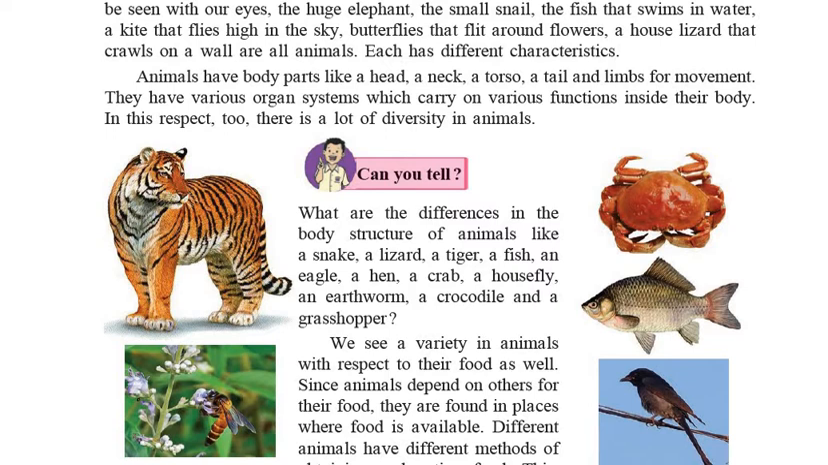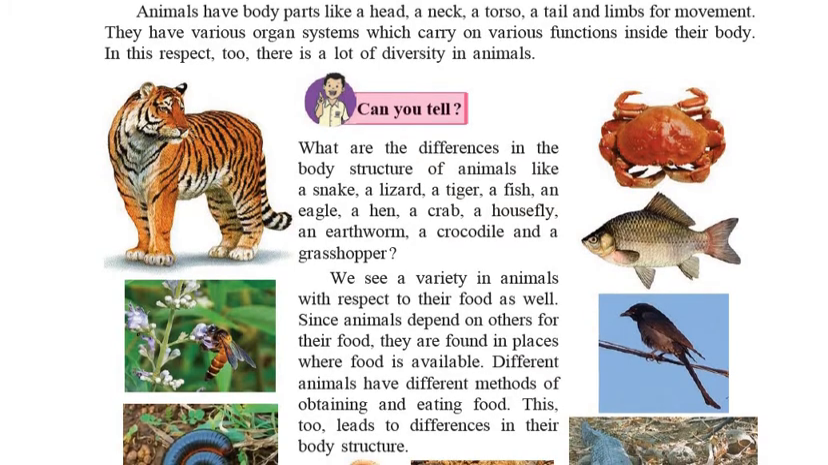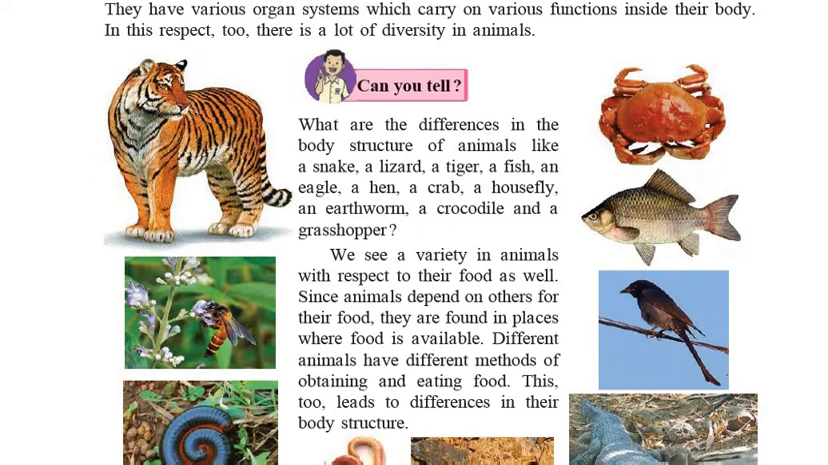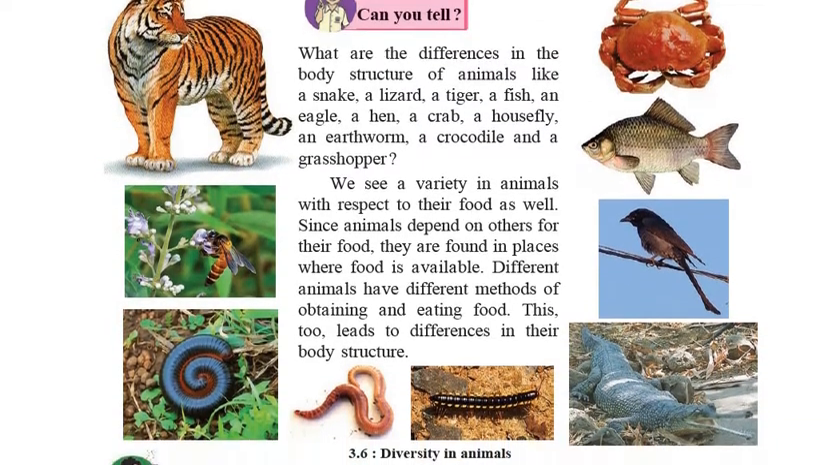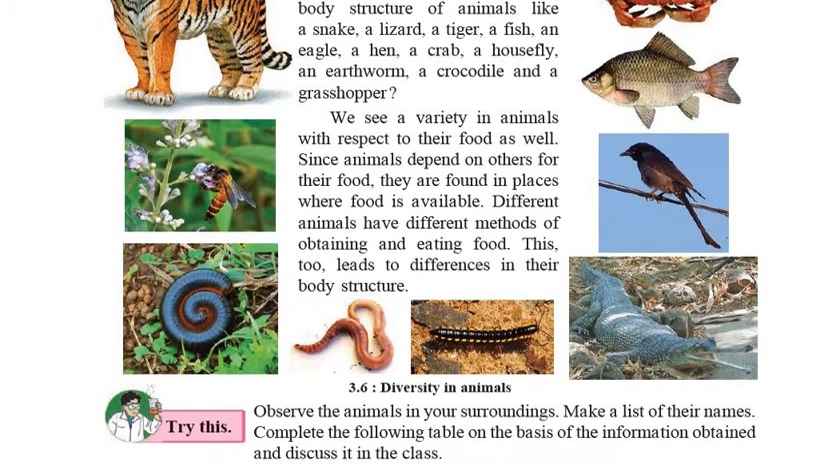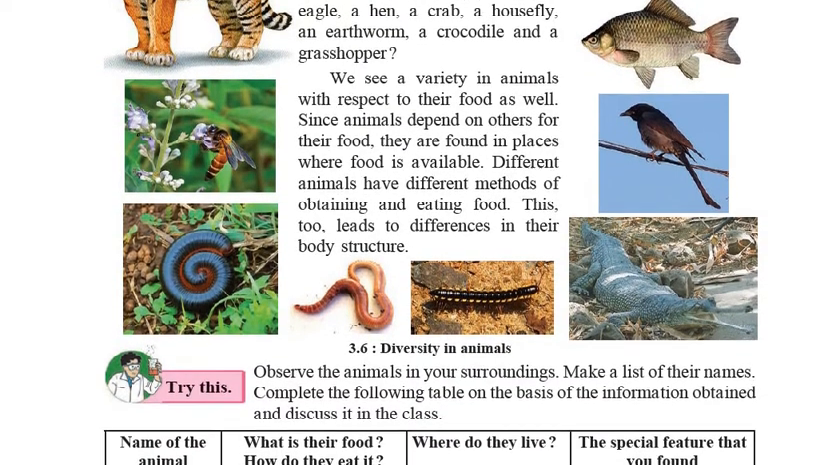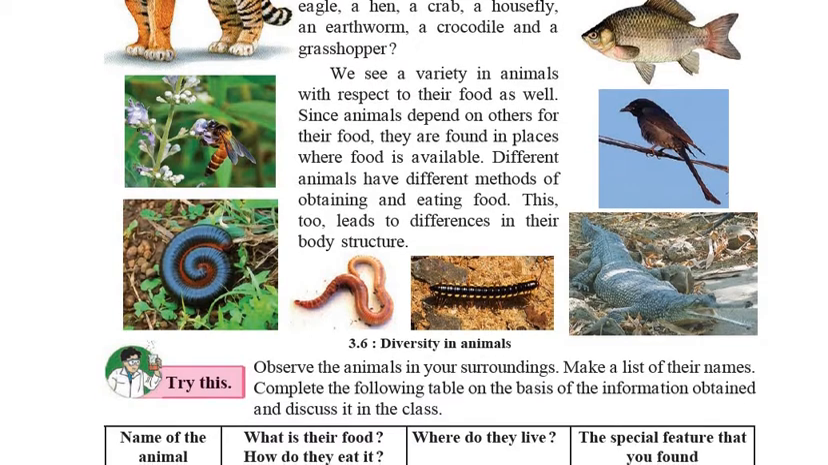Each has different characteristics. Animals have body parts like a head, a neck, a torso, a tail, and limbs for movement. They have various organ systems which carry on various functions inside their body. In this respect too, there is a lot of diversity in animals. Can you tell what are the differences in the body structure of animals like a snake, a lizard, a tiger, a fish, an eagle, a hen, a crab, a housefly, an earthworm, a crocodile, and a grasshopper?